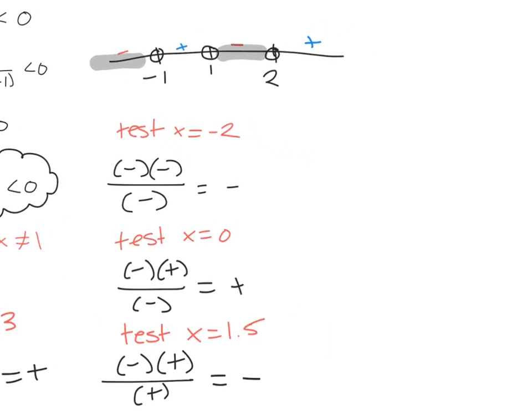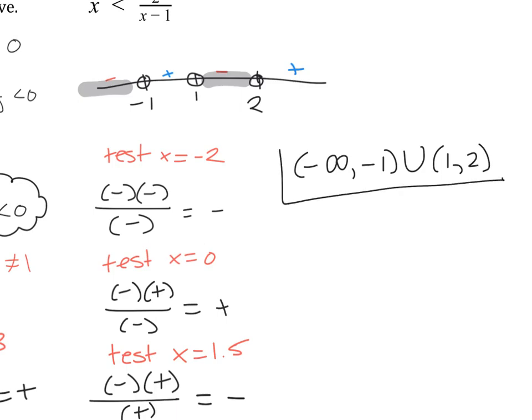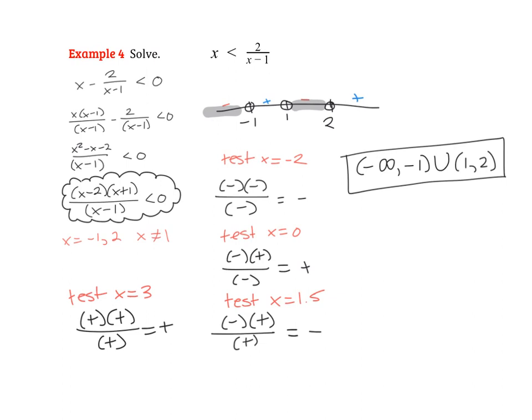So let's see if we can find a way to describe this in interval notation. For this region, my smallest value is -infinity. My largest value is -1. Neither are included. And then we have another separate area that is our answer. So I'm going to put my little u. And then I want to describe everything between 1 and 2. Neither are included, so I use parentheses for both. So there you have it.